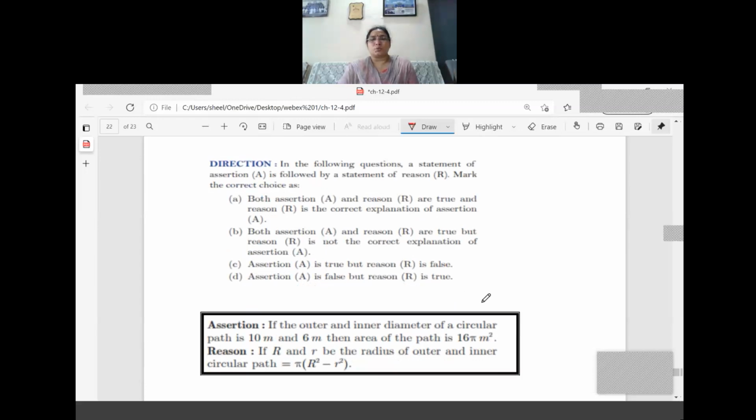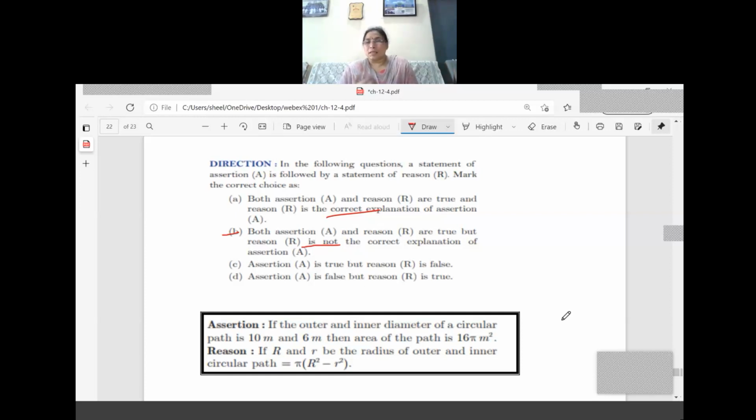Try this one, all of you. A reason and assertion type is difficult only a little bit, because it's a new pattern. Last chapter we have seen. Now just read that. A means both are true and R is the correct explanation. If both are true but R is not the explanation for A, then it is B. C is A true and R false, and D is A false and R true.